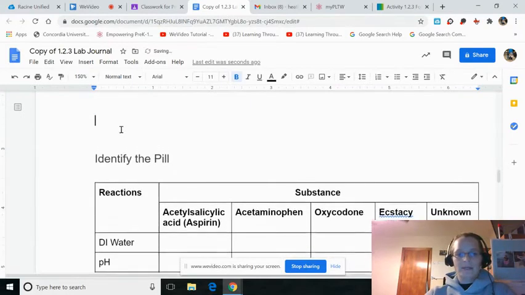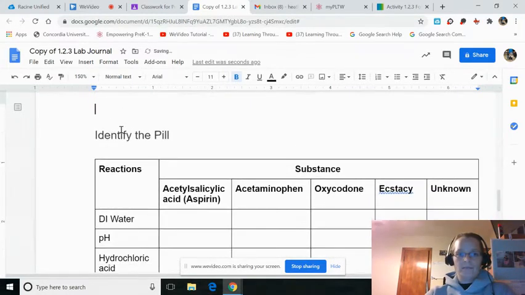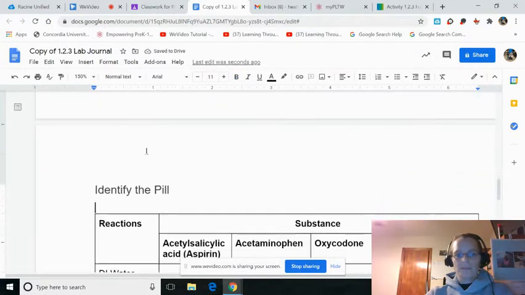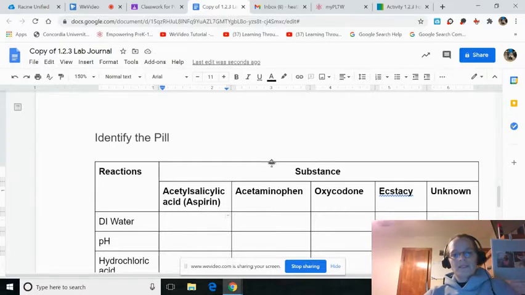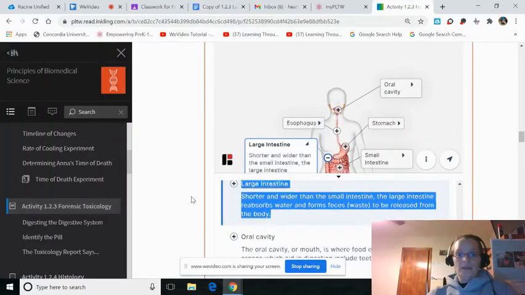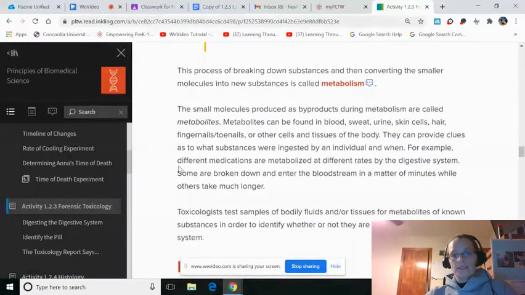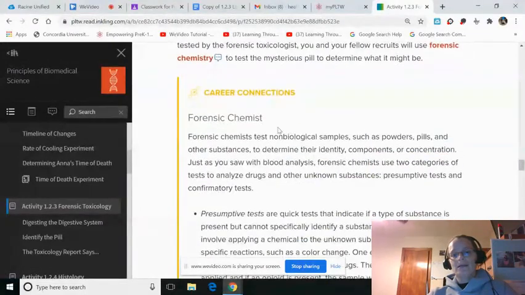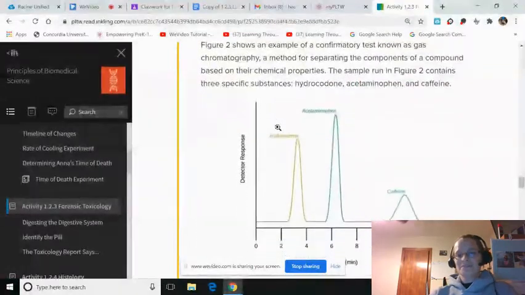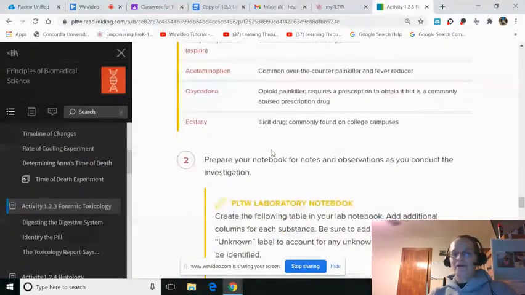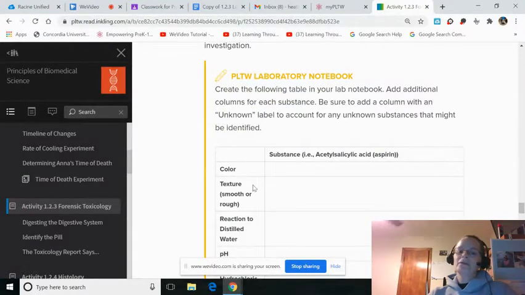All right, so next we have identify the pill. I'm going to just delete some of the space here. So we have the substance. We're testing a bunch of different substances: aspirin, acetaminophen, oxycodone, ecstasy, and the unknown pill found in Anna's stomach. Metabolism, metabolites inside Anna. There's a forensic chemist here. So we have, I'm not going to have the color or the texture because we cannot really look at this very well and we can't feel it or react or interact with it.